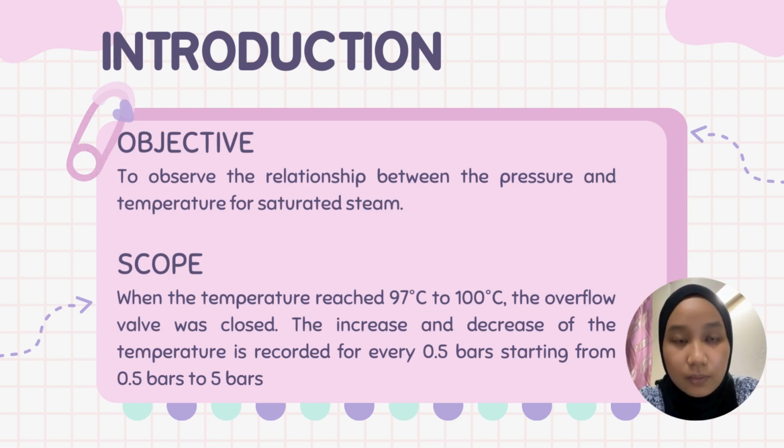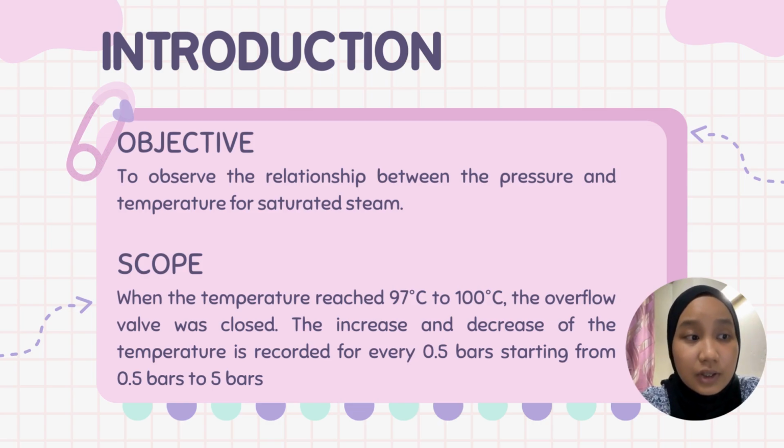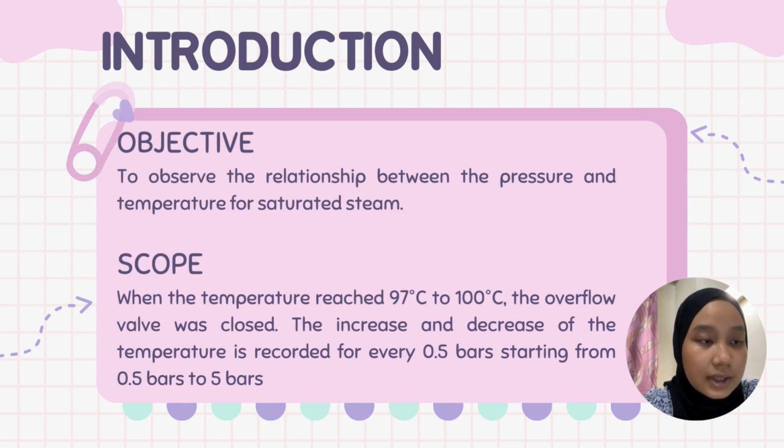So for experiment 1, which is the Marcet boiler, the introduction for this experiment has an objective and a scope. The objective is to observe the relationship between the pressure and the temperature for saturated steam. For the scope, when the temperature is 97 to 100 degrees, the overflow valve was closed. Then the increase and decrease of the temperature is recorded for every 0.5 bars, starting from 0.5 bars to 5 bars.